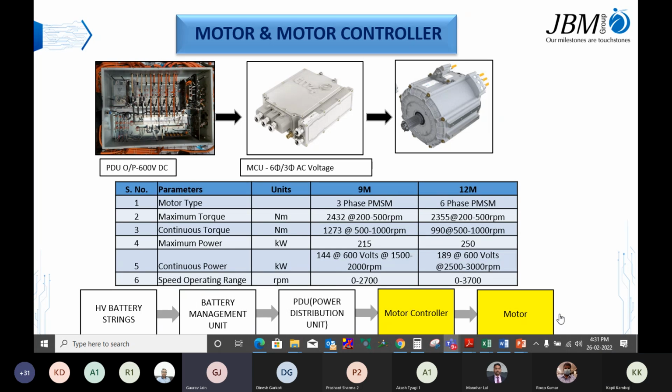Yes, Kapil, I was asking this only. For the rated, if it is a 100 kilowatt requirement, you are running on 40% of the rated. Yes, this is the actual requirement, actual data from the field, which could give you the best efficiency. Okay.